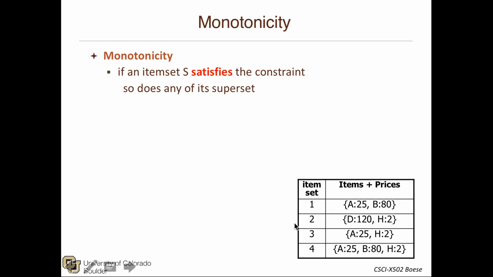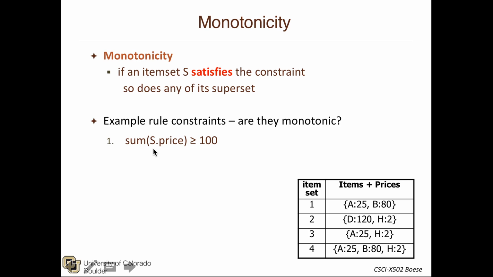Okay, so then we have monotonicity. This is similar, just check how it's different from the anti-monotonic that we just talked about. For monotonicity, again we have this set S, if it satisfies the constraint, then so does any of its supersets. All right, so let's look at an example.